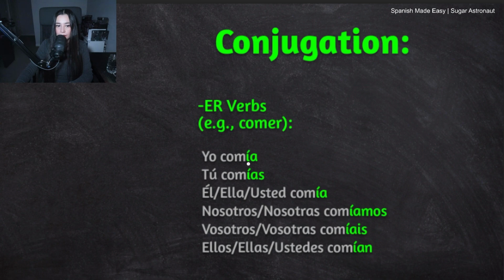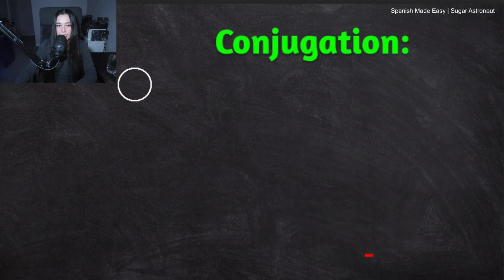So if you want to conjugate verbs ending in ER, you need to remember these endings. Okay? These endings, because we just need to get rid of this and replace that with these endings. All of this. Okay? Perfect. Now, the next group of verbs. Okay, so conjugating IR verbs.